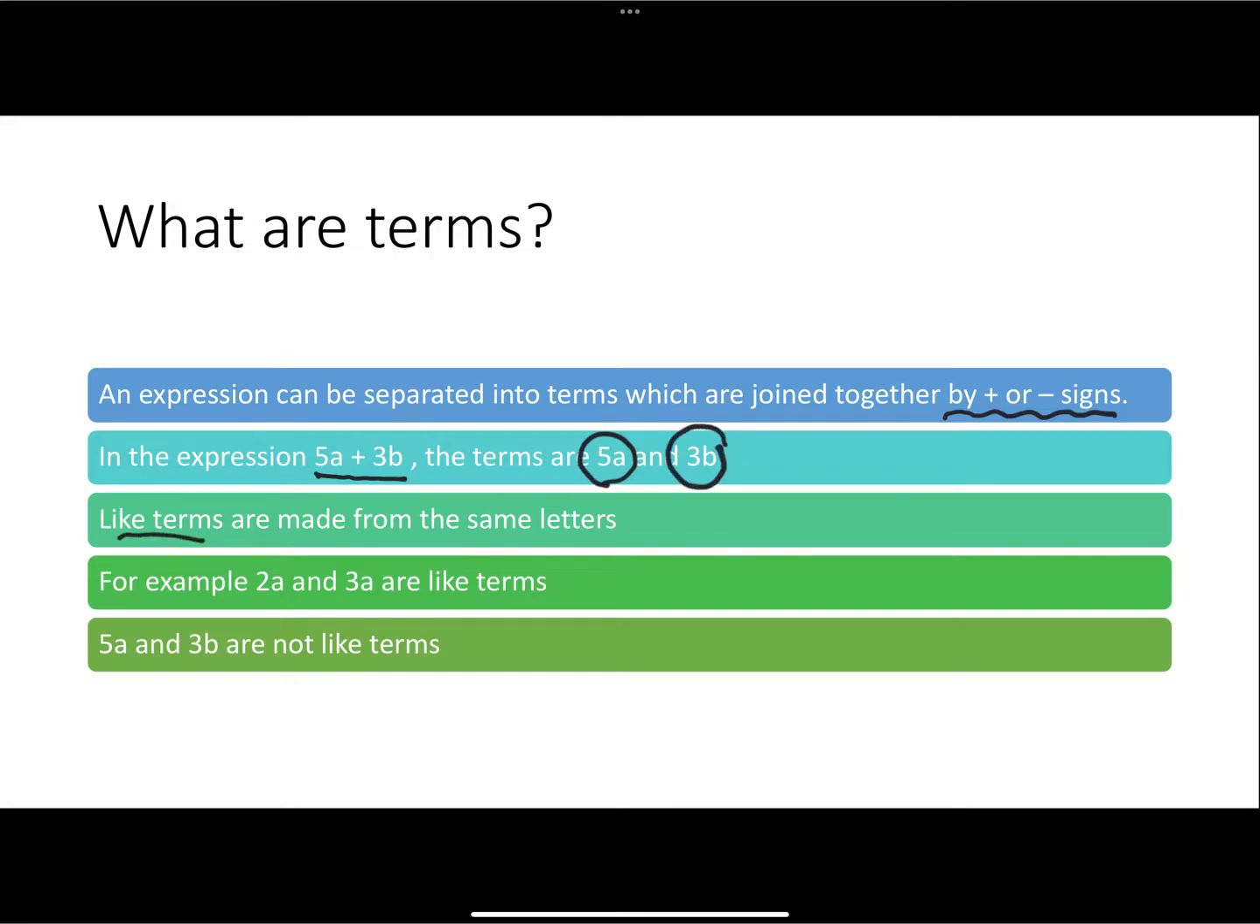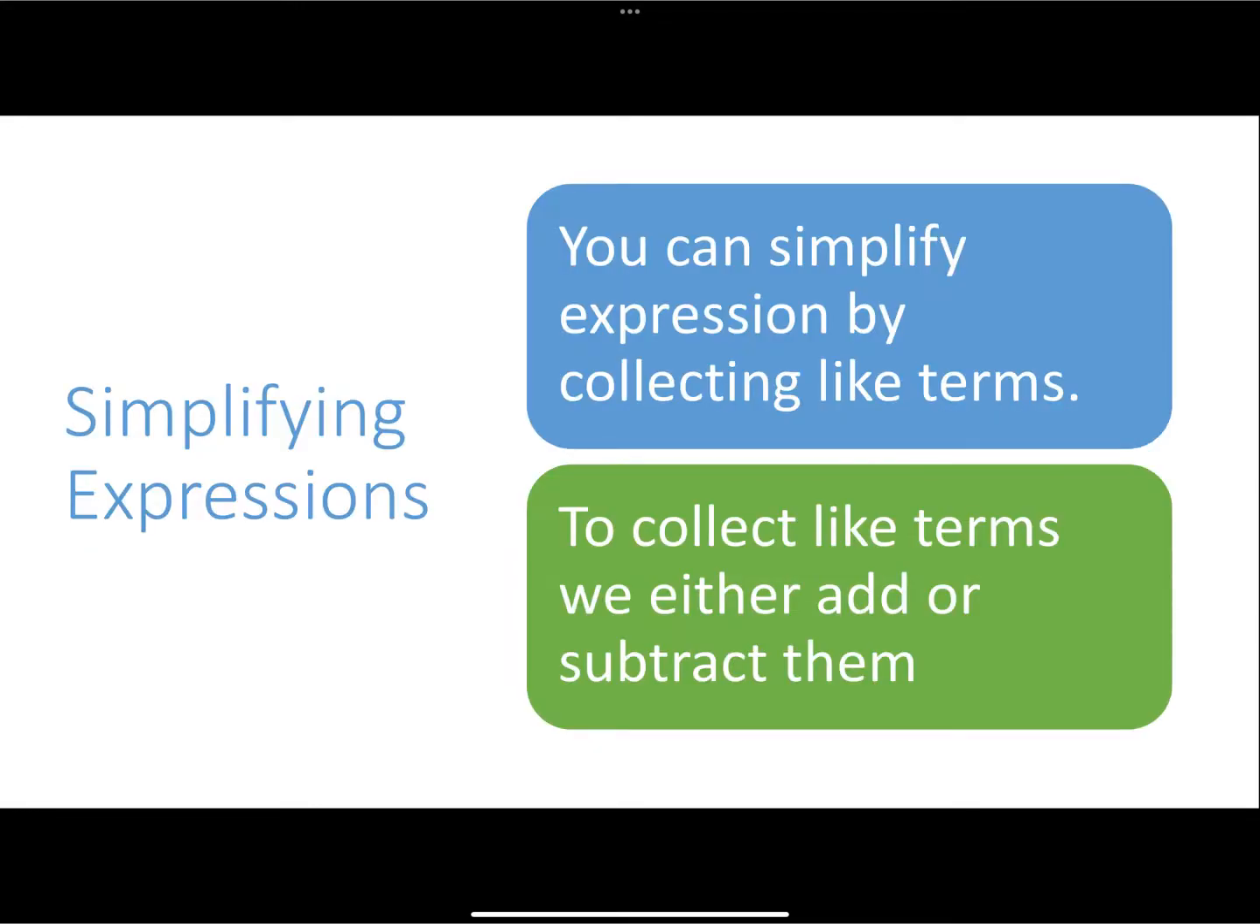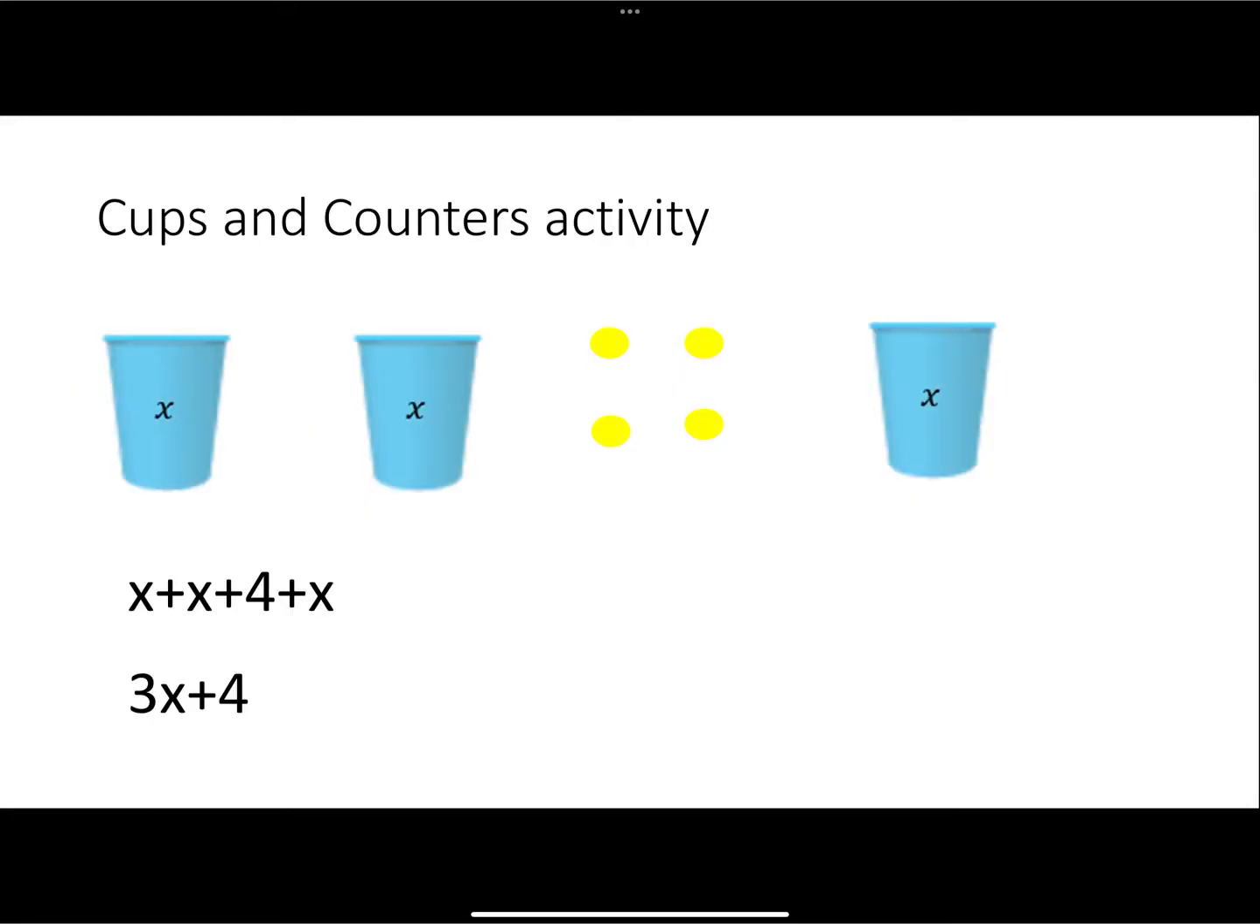The like terms are made from the same letters. For example, 2a and 3a are like terms. 5a and 3b are not like terms because they have two different variables. You can simplify expressions just by collecting the like terms, and to collect like terms we either add or subtract them. Let's have a look at this little activity here.